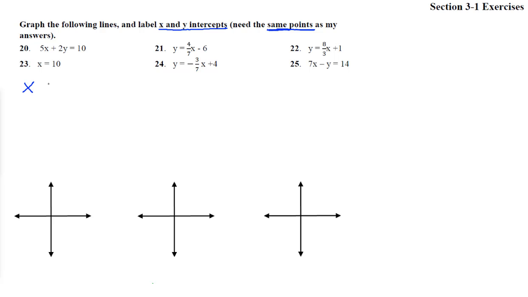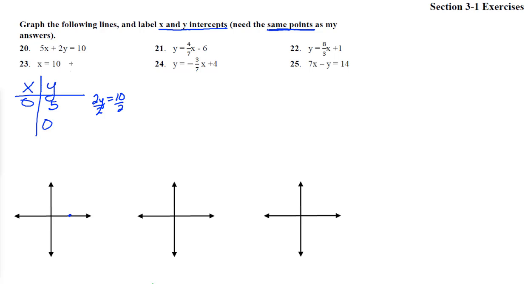So on number 20, we've got to stick in a 0 for x and a 0 for y. So we stick 0 in for x right up here, and we get 5 times 0 plus 2y equals 10. Notice that 0 right in there just cancels that 5 out. Divide by 2, and we get y is 5. Well, that's kind of nice. 0, 5, about right there.